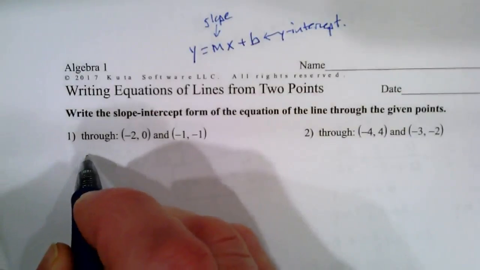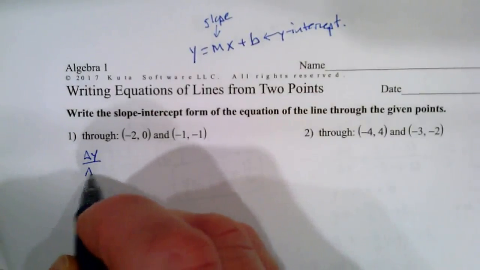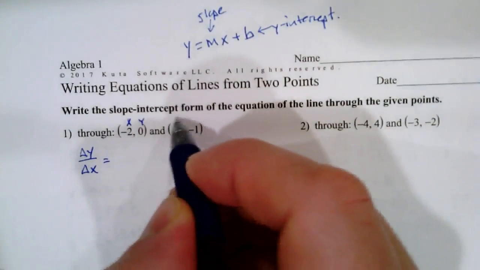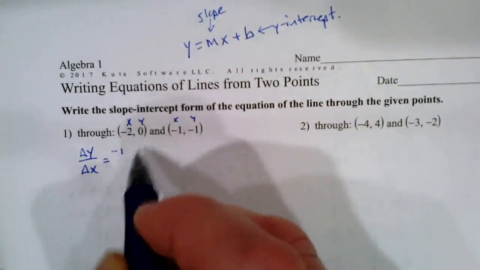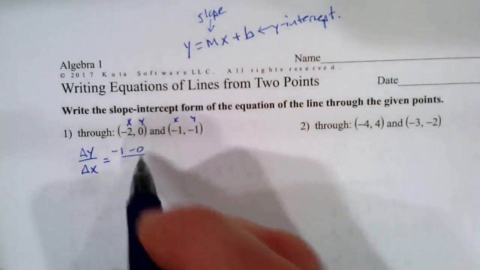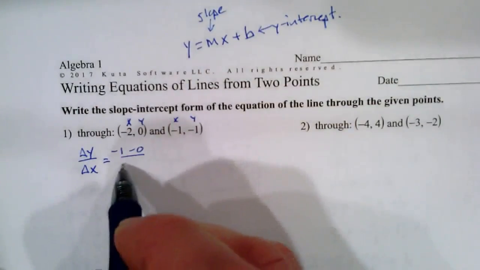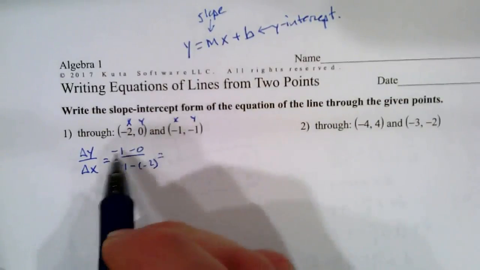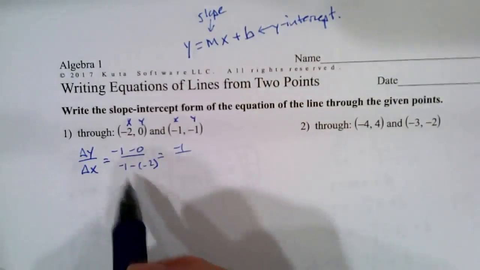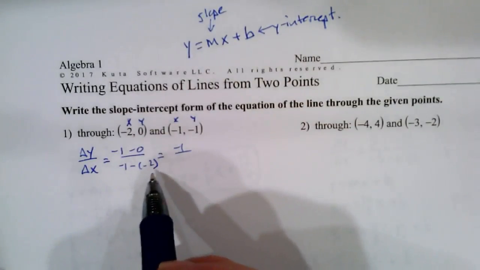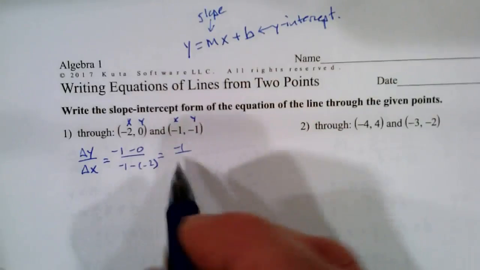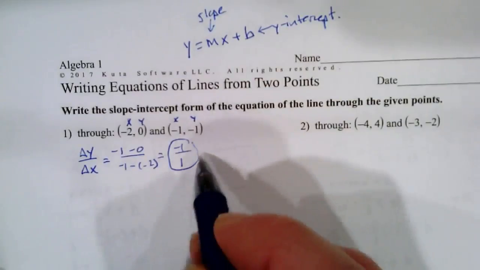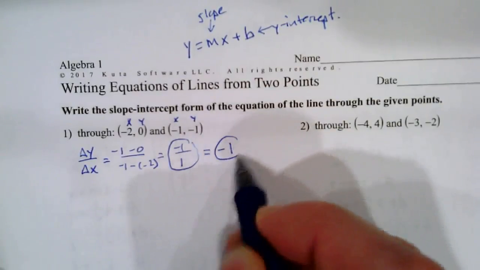So slope is change in y over change in x. So we start out with our ending y, which is -1, minus our beginning y, which is 0. Our change in x is ending x, which is -1, minus our beginning x, which is -2. -1 minus 0 is -1. And -1 minus -2, well, that's the same as -1 plus a +2, which is a +1. So the slope is -1 over +1, or simply -1.